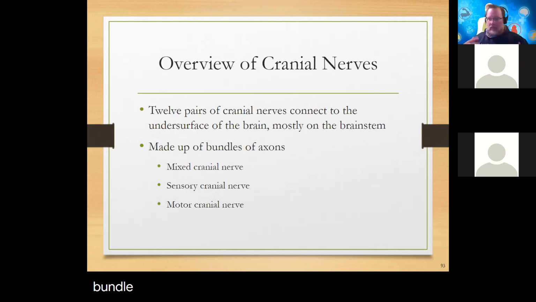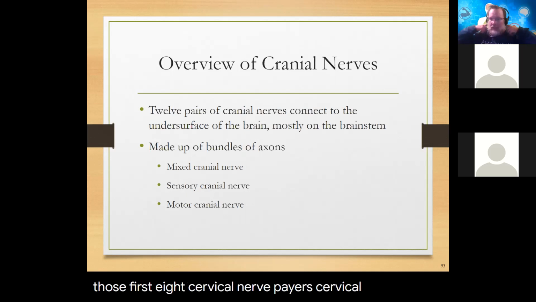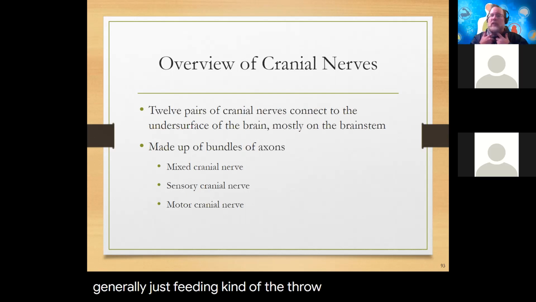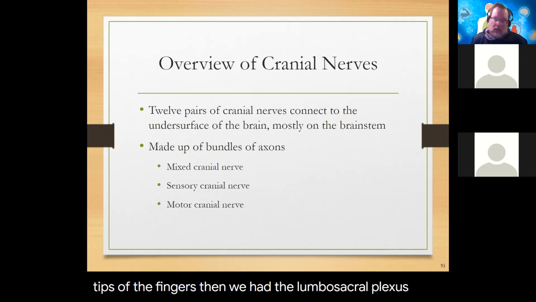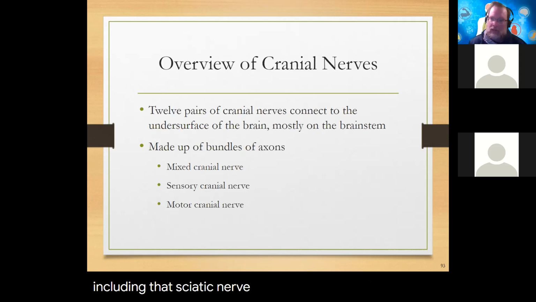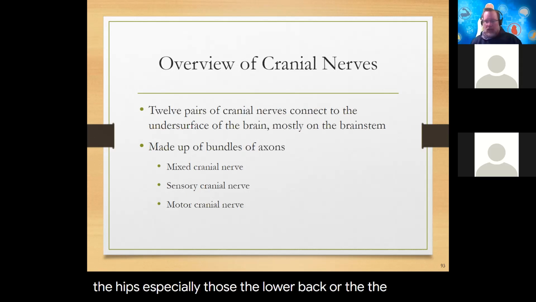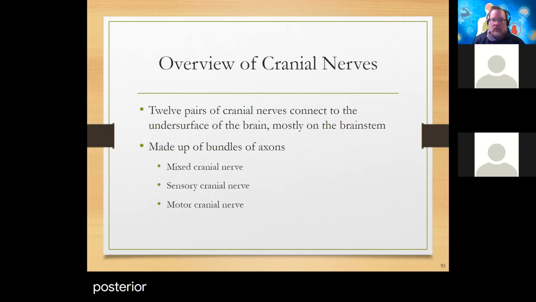We can bundle these spinal nerves into plexuses. So we had the cervical plexus and brachial plexus coming off of those first 8 cervical nerve pairs. Cervical plexus generally just feeding the throat and neck area, maybe a little bit with the face and the upper neck. The brachial plexus coming all the way out and feeding to the tips of the fingers. Then we had the lumbosacral plexus, including that sciatic nerve, feeding the legs and the hips, especially the lower back or the posterior aspects of the lower appendages.